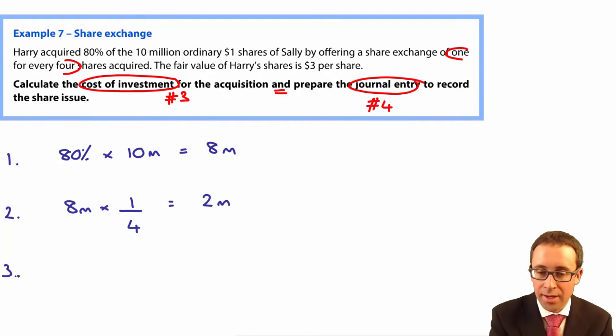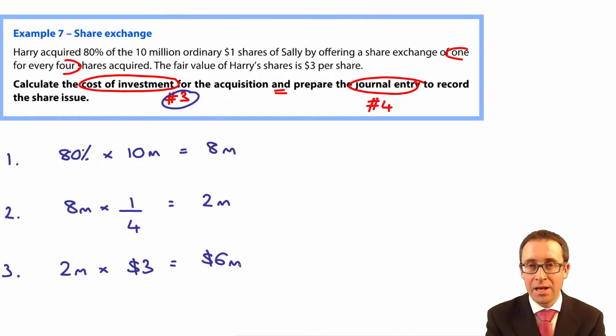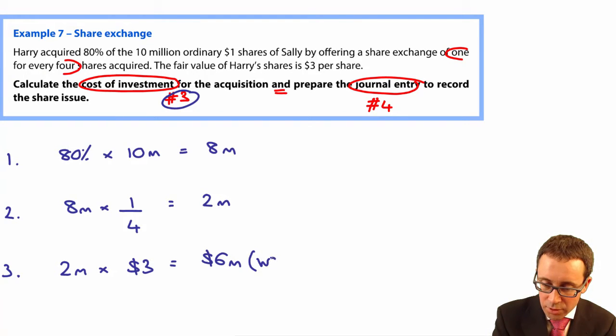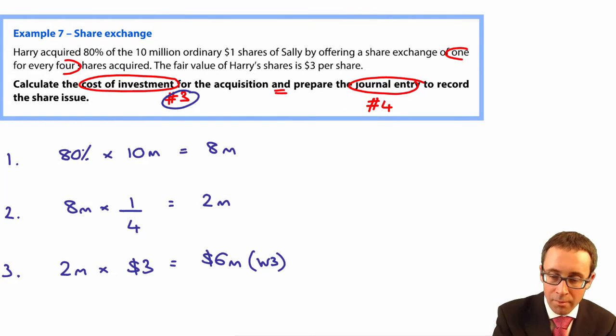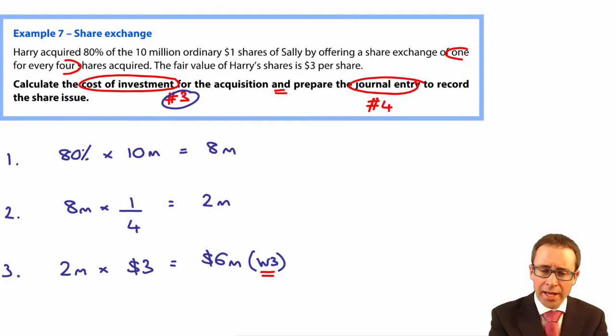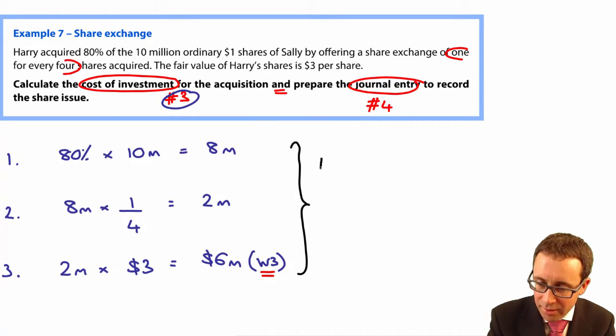Step 3 is working out the cost of the investment. So those 2 million shares, each at $3, is $6 million. Okay, so that $6 million is what you would see in working number 3. Okay, the fair value of the consideration. In terms of the journal entry, that is essentially pulling everything together from what you have here.